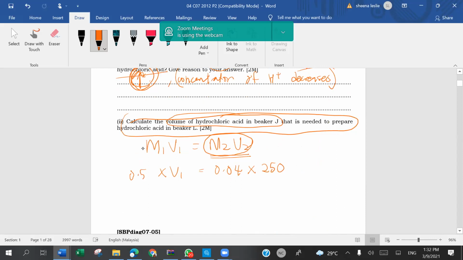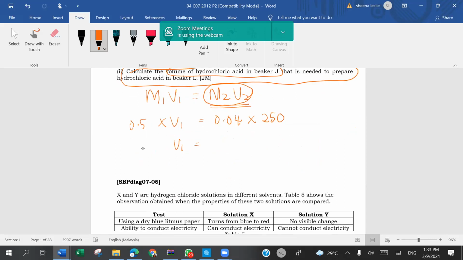Yeah? If I've missed out more, please listen, and let's give them the marks. So in order for teacher to find V1, 0.04 times 250 over 0.5. And teacher will get the answer. All of you take out your calculators and do now.